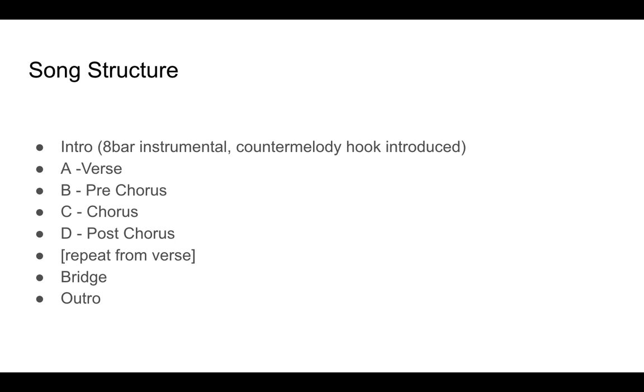Then the structure is a verse, which we say is the A section, a pre-chorus, which is a B section, and a chorus, which is a C section, and it has a post-chorus. Then we repeat that, and we have the outro, which again is how you want to finish the song. So that is the overall structure, not the melody.